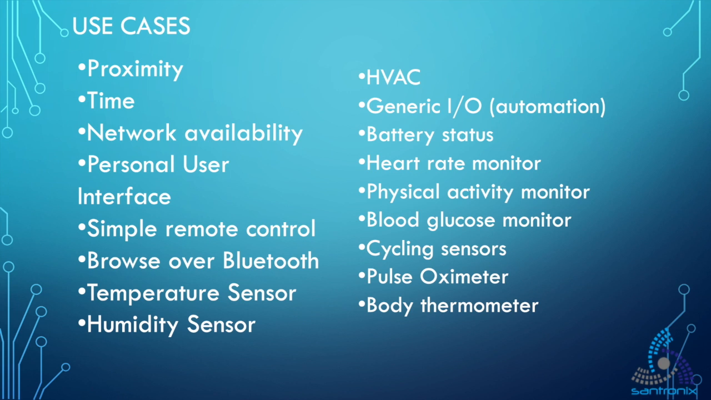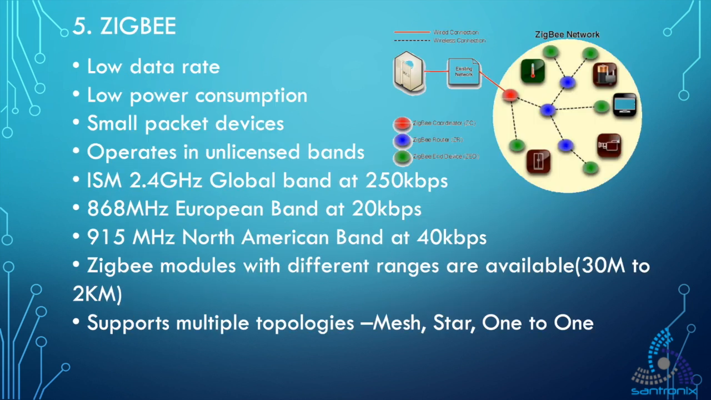Now, what are the use cases? Use cases basically where proximity, time, network availability, personal user interface, simple remote control, Bluetooth-based remote controls, browse over Bluetooth, temperature sensors. There are a lot of temperature sensors, humidity sensors that work on Bluetooth. There are HVAC systems that are working on Bluetooth. Generic IO automation we can do with Bluetooth, right? Battery status, heart rate monitor, physical activity monitor, blood glucose monitor. So you can see a lot of smart watches or activity trackers, they are also coming with Bluetooth.